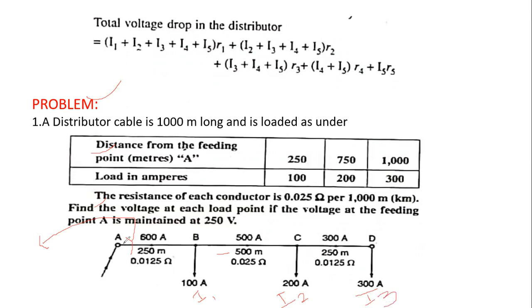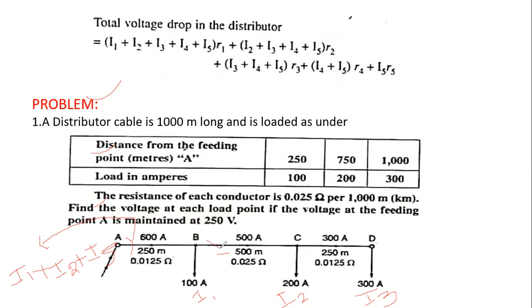Next, the current at section AB is I1 plus I2 plus I3. Substituting the I1, I2, I3 values: 100 plus 200 plus 300. This is the current at section AB.